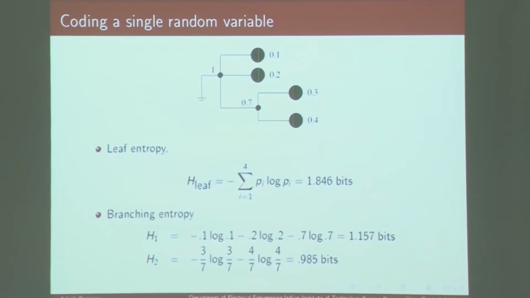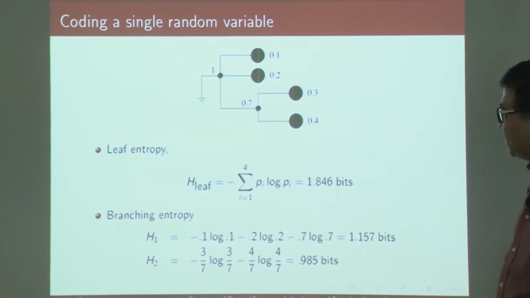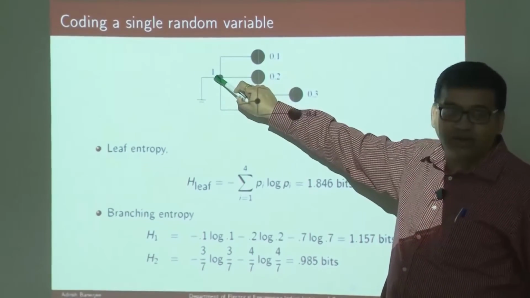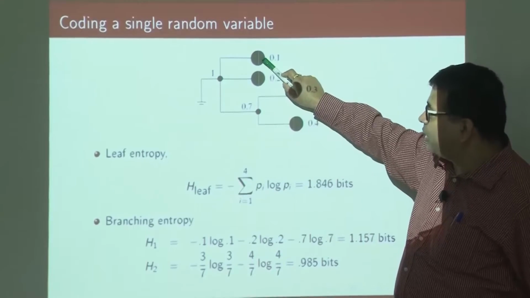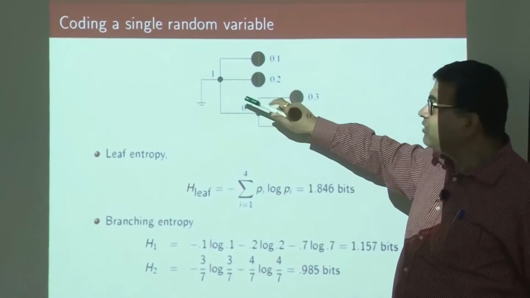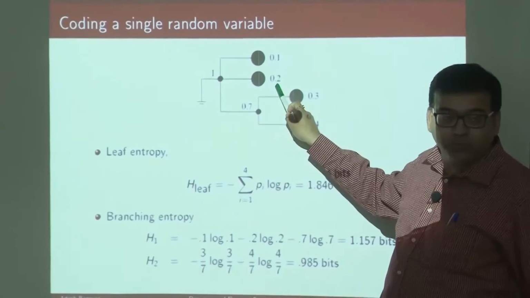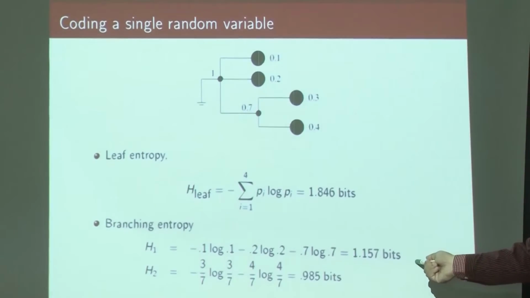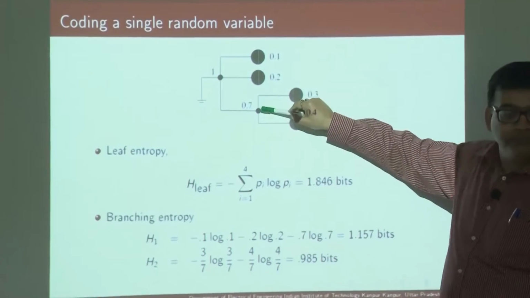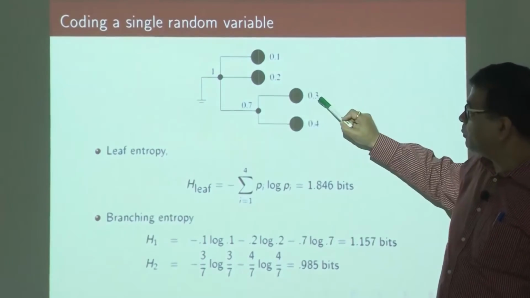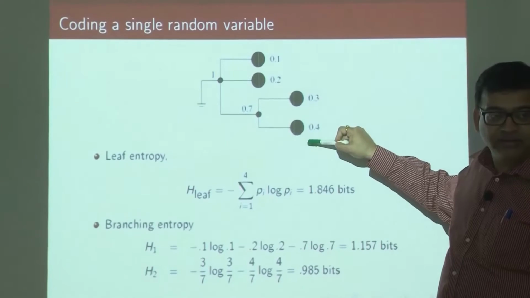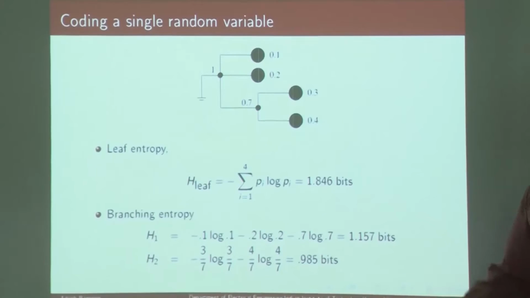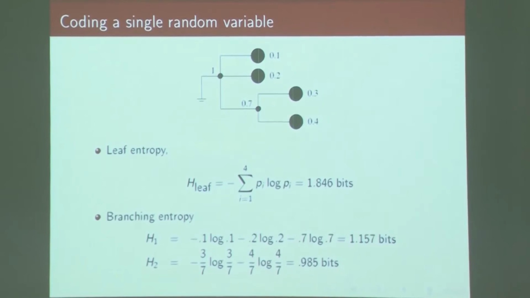And if you are interested in branching entropy, let us say I want to find the branching entropy here. This node's probability is 1, and the probabilities of its branches are 0.1, 0.2, and 0.7. So this will be 0.1 by 1, 0.2 by 1, 0.7 by 1. And if I want to find the branching entropy here, this will be 0.3 by 0.7 and 0.4 by 0.7, that is 3 by 7 and 4 by 7. So this is my branching entropy.